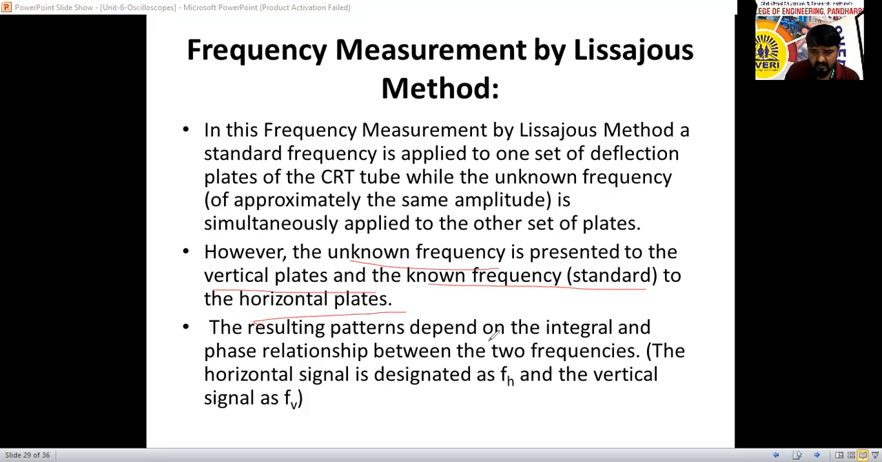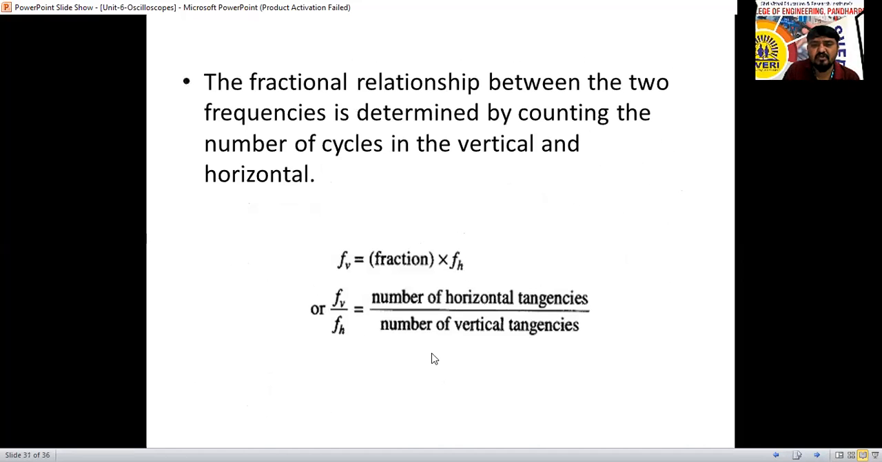So the resulting pattern depends on the integral of the phase relationship between the two frequencies. The output will depend on the integral of the phase relationship, that is horizontal and vertical here now. The horizontal signal is designated as FH, that is horizontal frequency, and the vertical signal is designated as FV here now. So first we discussed the diagram and then we came back for the explanation here. See here, this diagram we have discussed. This is the method of frequency measurement we are going to call here.